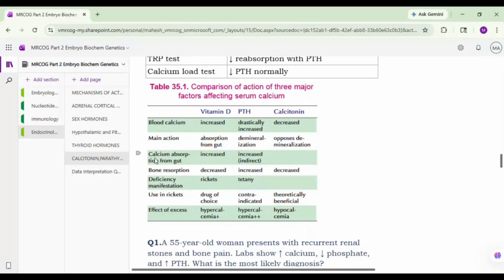Then calcium absorption from the gut is increased. Here it is increased, but it is indirectly increased. Then bone resorption, it is reduced. In PTH, it is increased. In calcitonin, it is reduced.